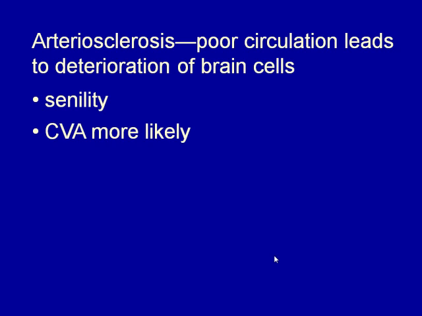The plaques inside the blood vessels are more likely to cause the development of clots, and those clots can get into some of the small blood vessels of the brain, cutting off a blood supply to a part of the brain.